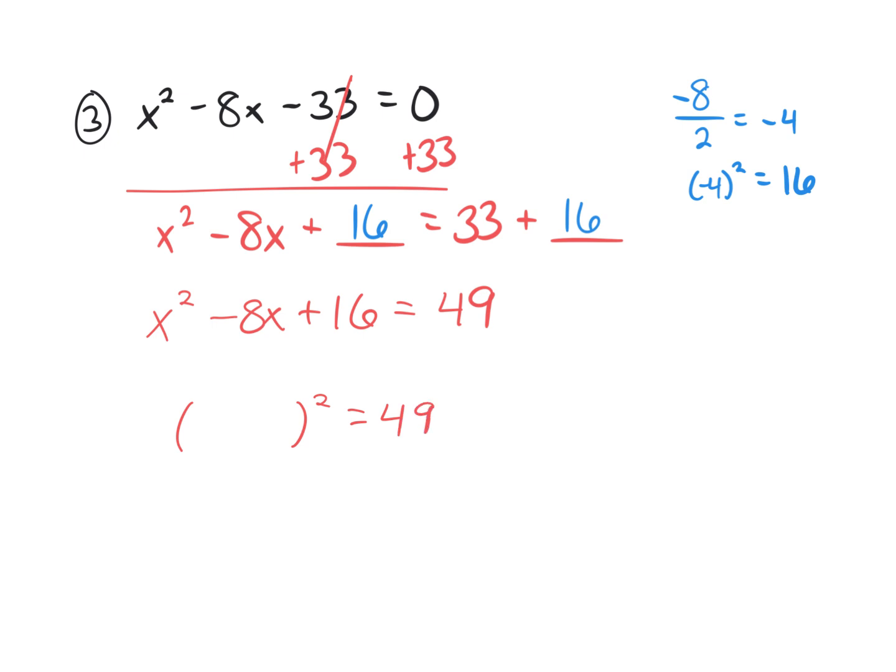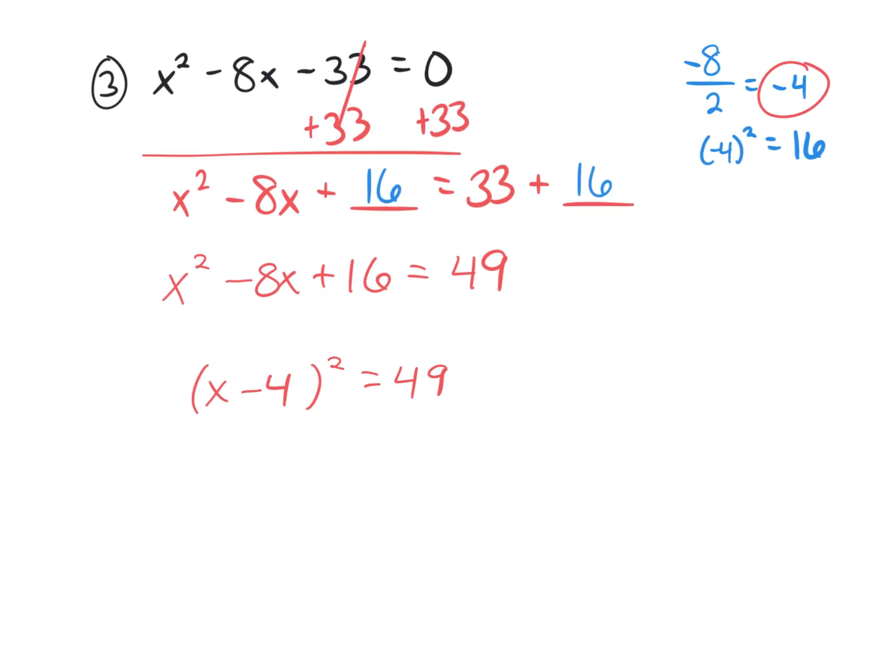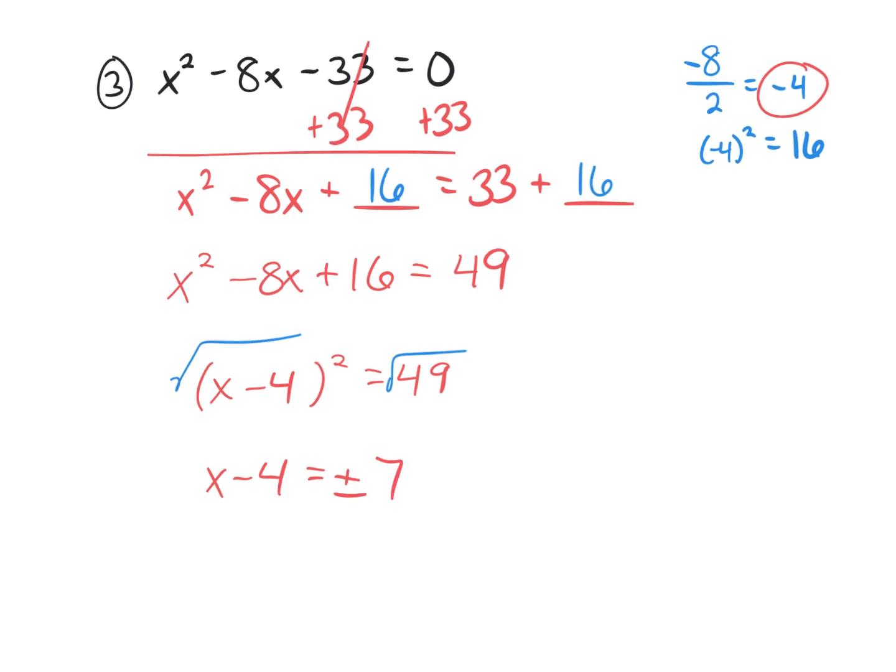What goes in the parentheses? X minus 4. Where'd you get that negative 4? From negative 8 divided by 2 equals negative 4. Yep. Good. How do we solve? Square root both sides. So we get x minus 4 equals 7. What do I need with it? Negative. There you go, positive and negative 7.